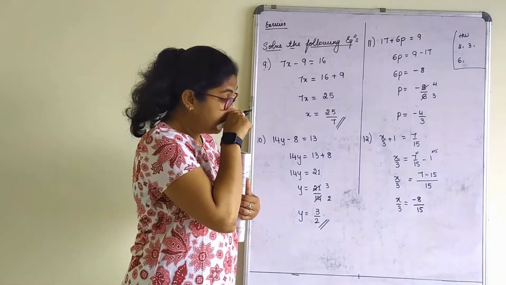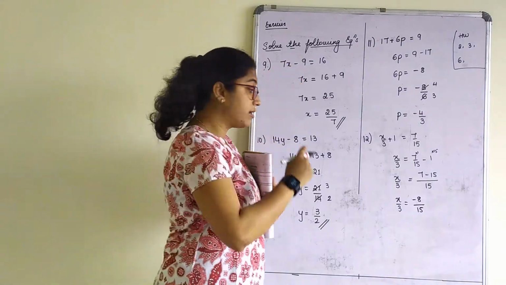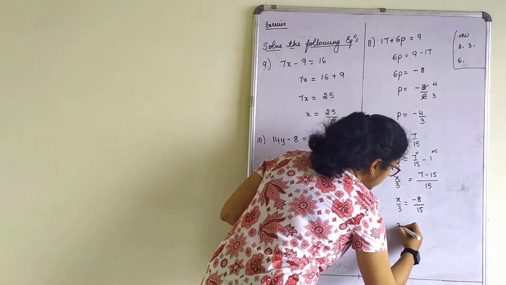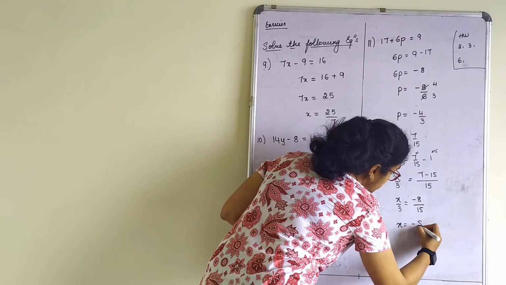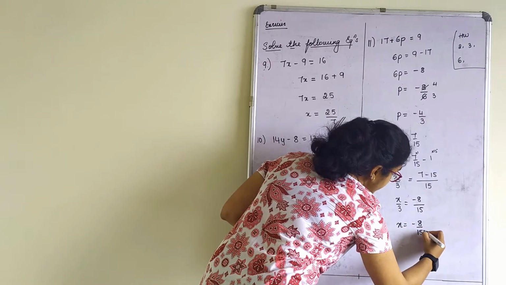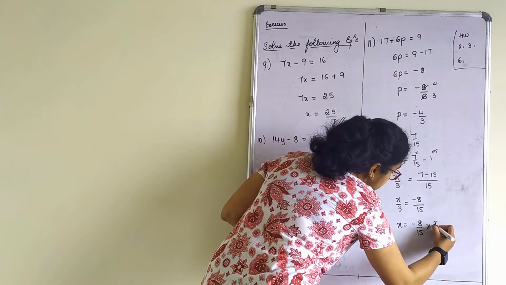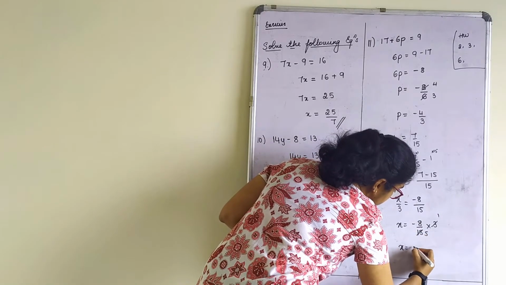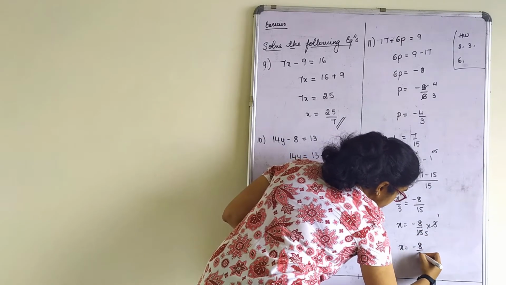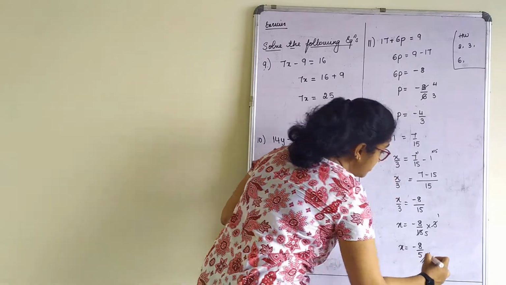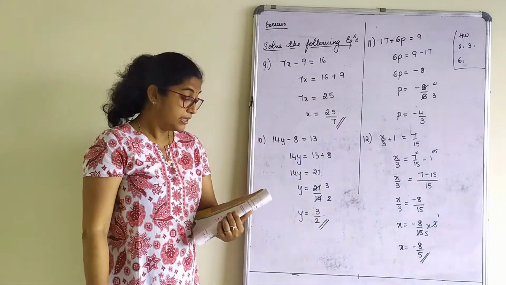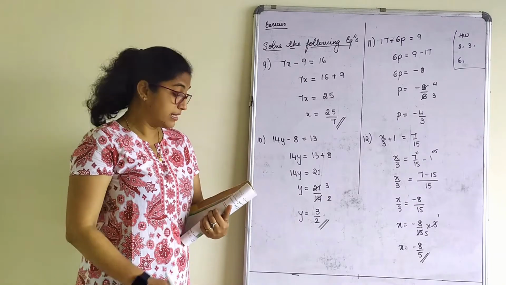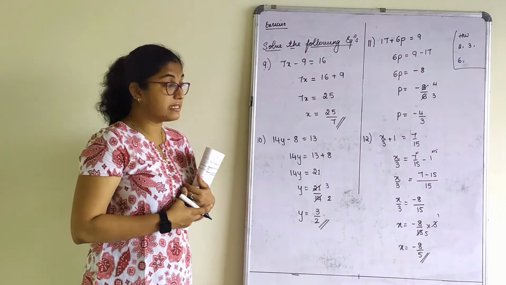Right? Now we have to find x. 3 is division. Transpose, that becomes multiplication. x is equal to minus 8 by 15 into 3. 3 ones are 3, 3 fives are 15. x is equal to minus 8 by 5 is the answer. Right? So we complete this exercise. We'll move on to the next exercise now.